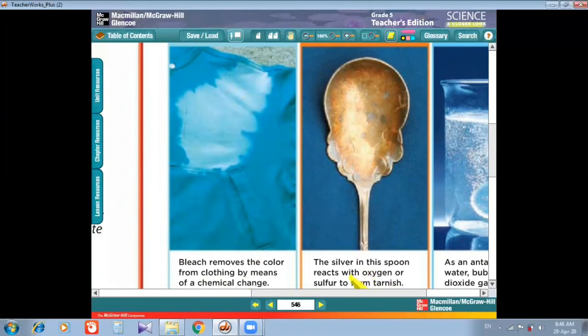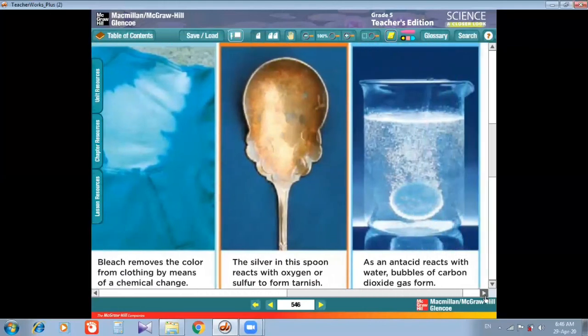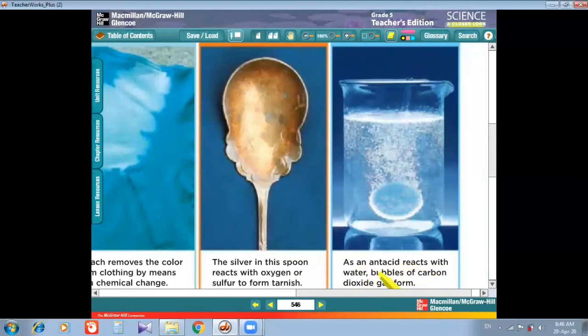The silver in this spoon reacts with oxygen or sulfur to form tarnish. See this brownish material. This is tarnish. So again, this is a chemical reaction. In the third picture, as an antacid reacts with water, bubbles of carbon dioxide gas form. Now see, the bubbles are coming out from it. So we say that it's a chemical reaction.